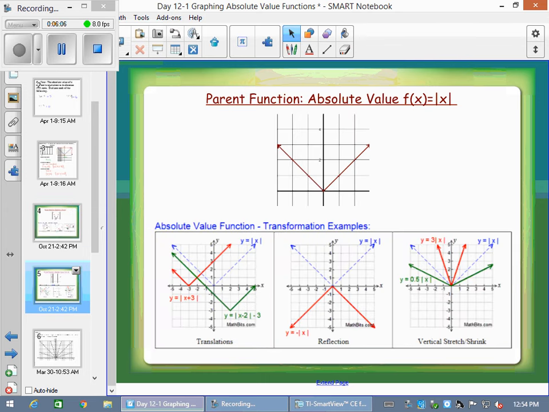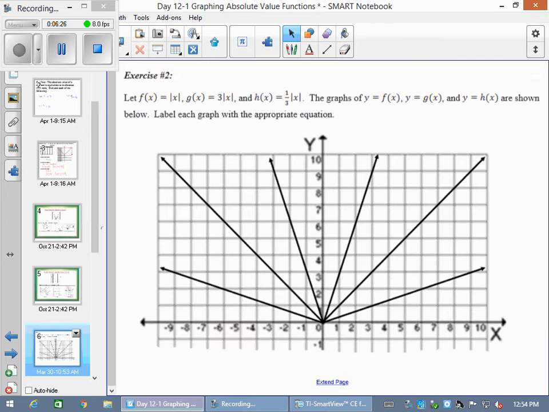So here are some examples using those same rules having to do with absolute value. So take a minute to look at the examples. Now we're going to ask you to label each graph with its equation. So your choices are f of x equals the absolute value of x, g of x equals 3 times the absolute value of x, and h of x equals 1/3 times the absolute value of x. So take a minute to look at your graphs and to label them on your paper with what you think would be appropriate.